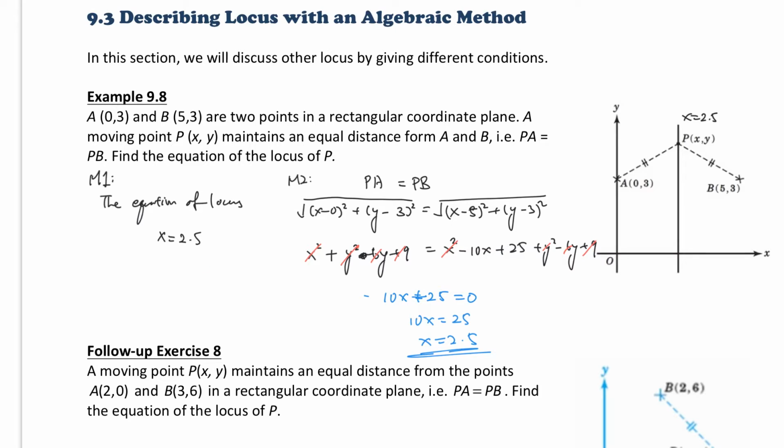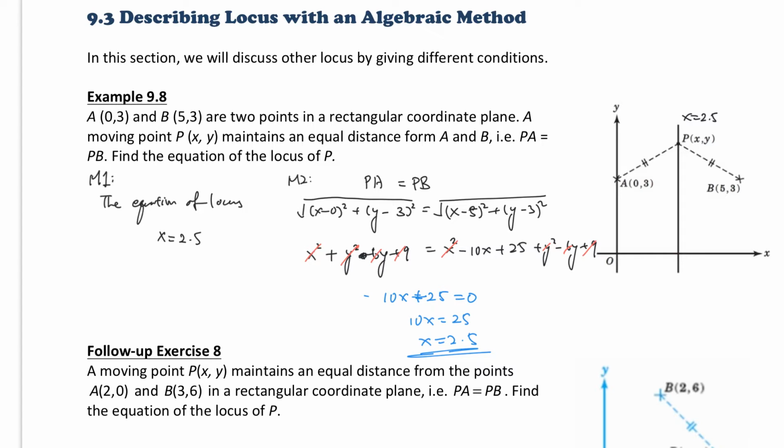They are same, but what's the difference between method 1 and method 2? Method 1 is that you remember the shape of the locus must be perpendicular bisector. So you can find the answer by finding the equation of this straight line. But this example is quite easy because this is horizontal. So the equation of locus must be a vertical line, x is equal to 2.5. Method 2, by using the given information.